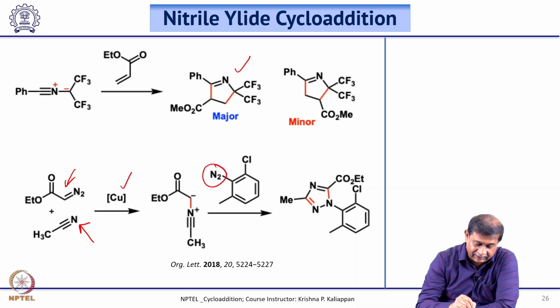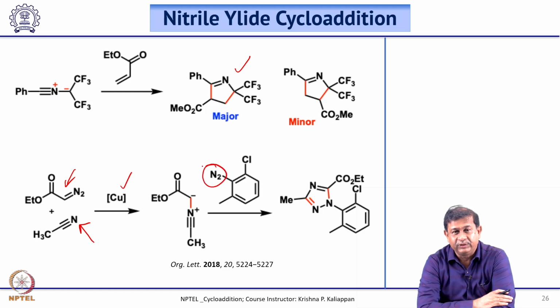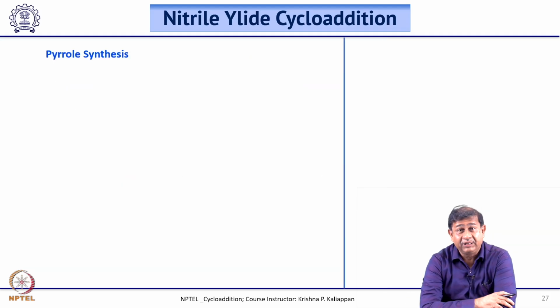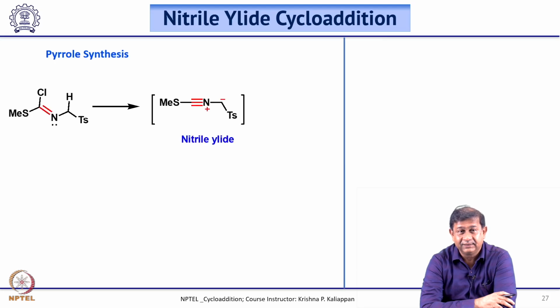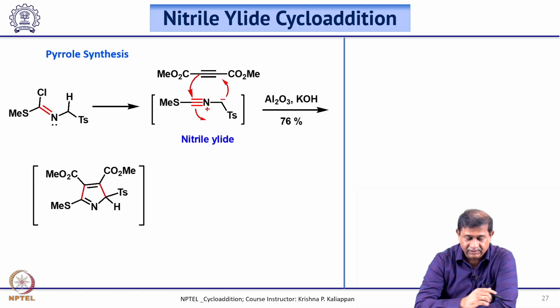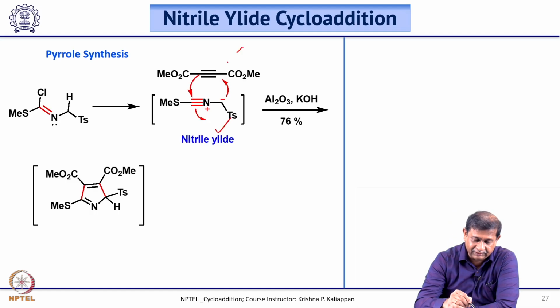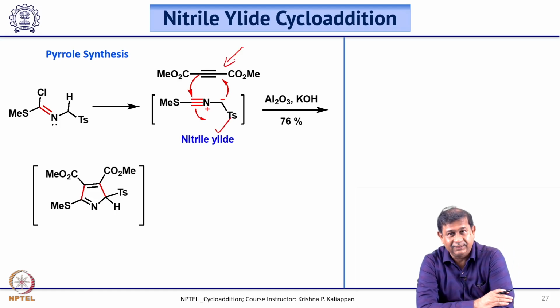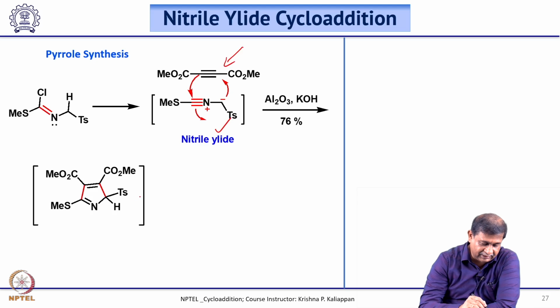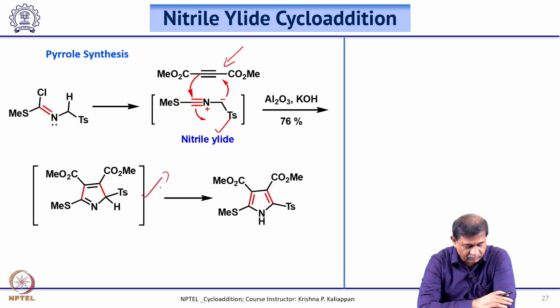For example, it can undergo 1,3-dipolar cycloaddition with the diazo compound to give these triazoles. One can also make pyrroles using 1,3-dipolar cycloaddition between nitrile ylide and dimethyl acetylenedicarboxylate or any alkyne. Okay, so this nitrile ylide undergoes 1,3-dipolar cycloaddition with dimethyl acetylenedicarboxylate. Now, this can, in principle, undergo a 1,5-hydrogen shift to give the tetra-substituted pyrroles.